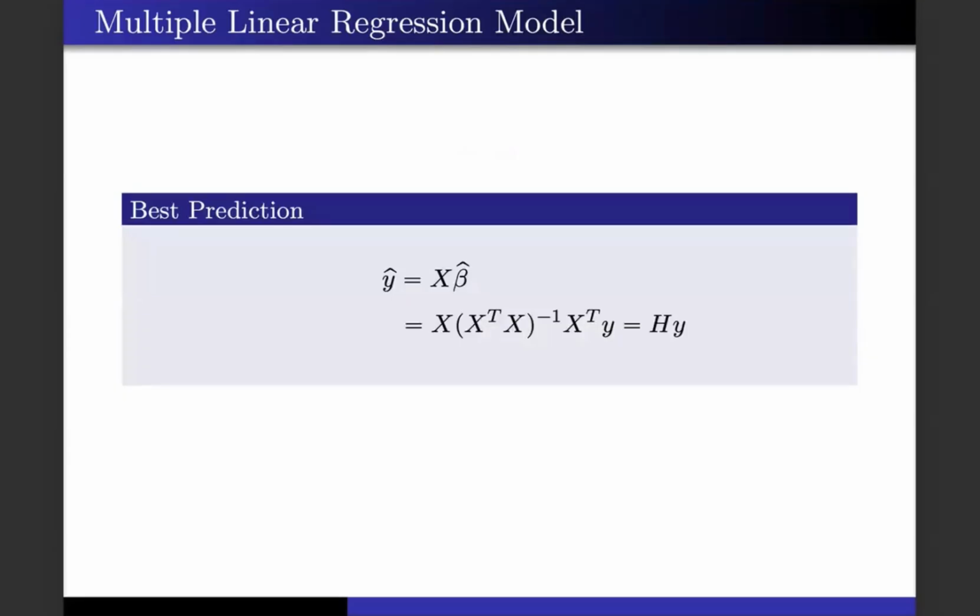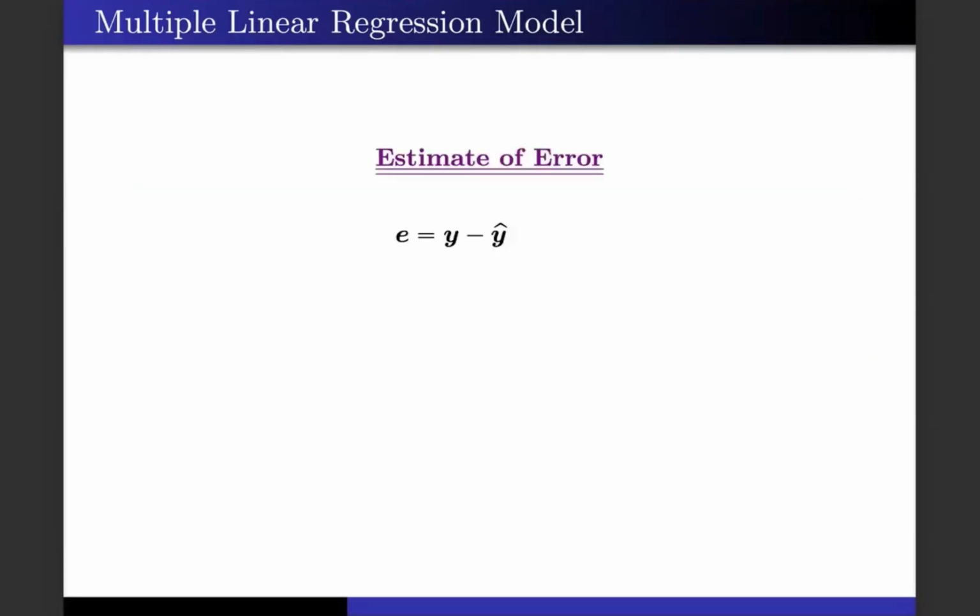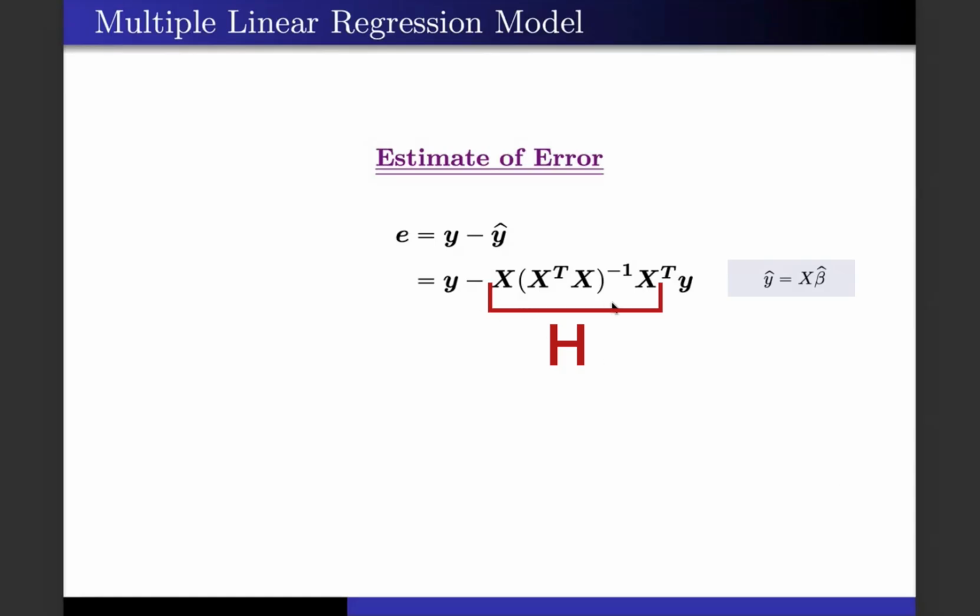And now that we have y hat, we can get an estimate of the error term, or residuals, which is the difference between what we observed and what we predicted. That is, Y minus y hat. Further, y hat equals X beta hat. We put the value of beta hat and we have residuals e equals Y minus X times (X transpose X) whole inverse X transpose Y. The matrix we have over here using X, we call the hat matrix. And we can further write it as Y minus HY.